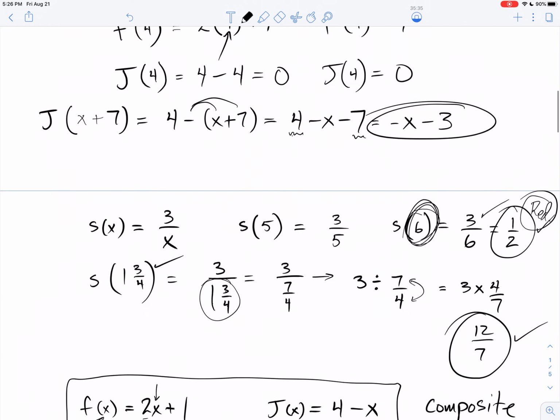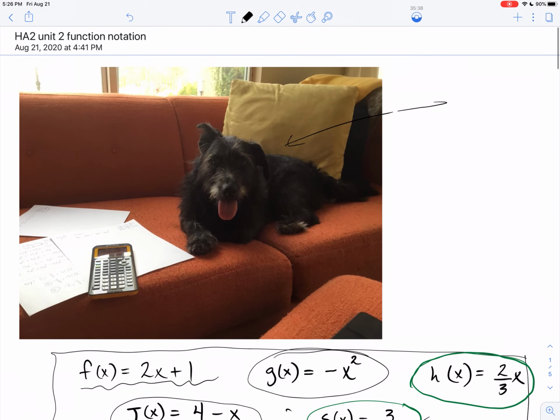And remember, sometimes your dog will eat your homework. That's Maddox. He's a nice dog.